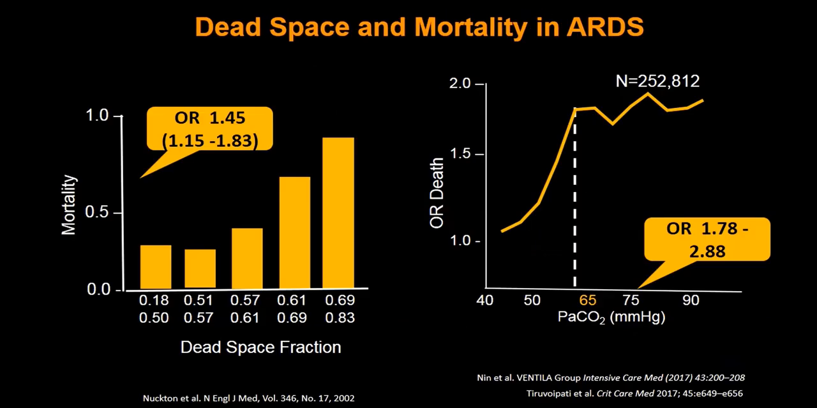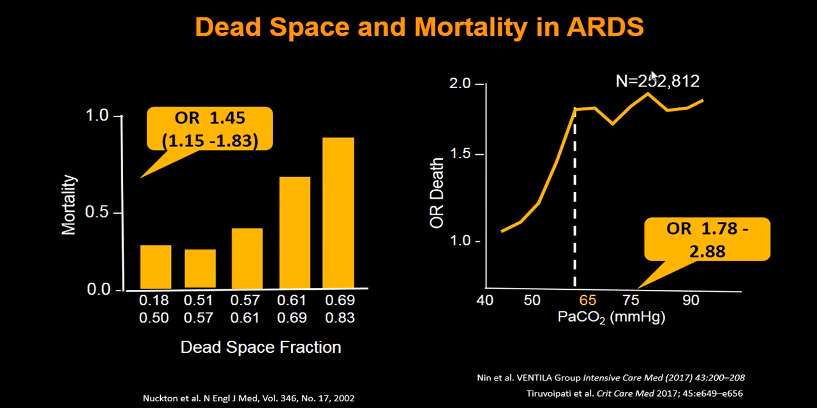So we've looked at, in history, permissive hypercapnia, where we should allow it, and therapeutic hypercapnia, where we actually should encourage hypercapnia. But these two studies, one is a bit old, 15 years old, in the New England Journal, showed that mortality increases with increasing dead space fraction. For each increment in dead space, the odds ratio of death goes up by 1.45.